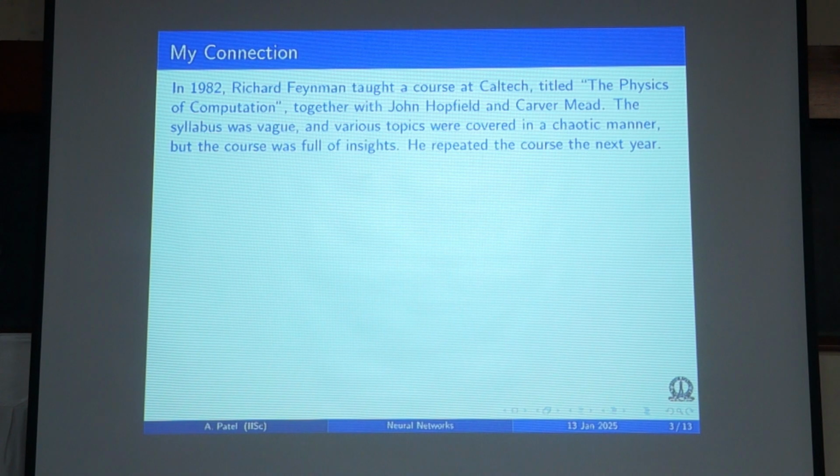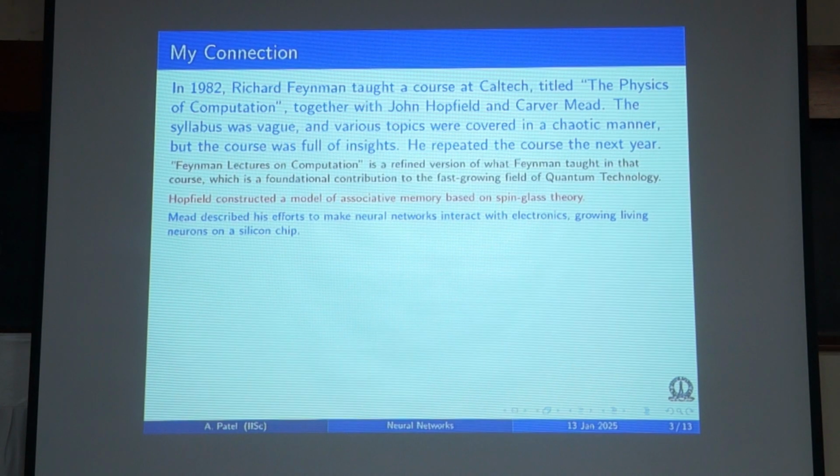This course was first taught in 1982, and it was repeated the next year. It was a very unusual course in the sense that even at Caltech, nobody dared to teach this kind of course again. So what was inside that course? What Feynman taught in that course is now considered a foundational contribution to the field of quantum technology, and it is very well summarized in the book Feynman Lectures on Computation.